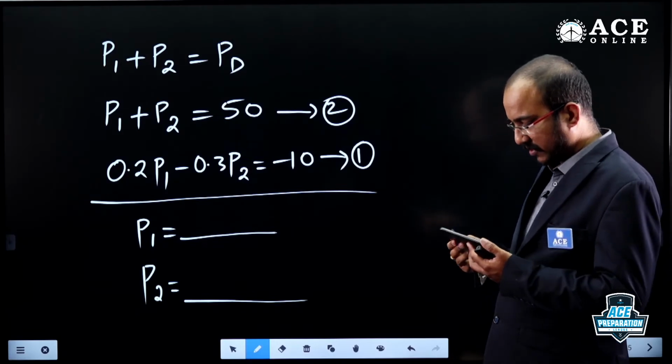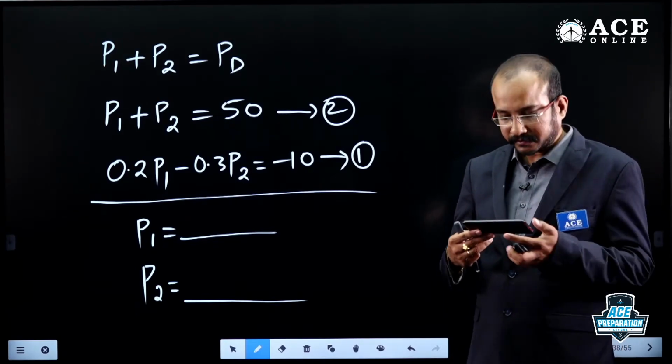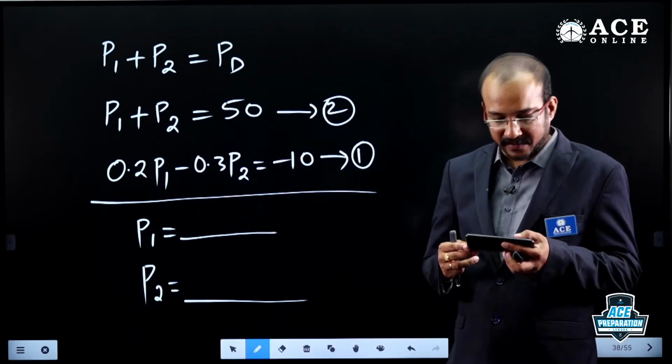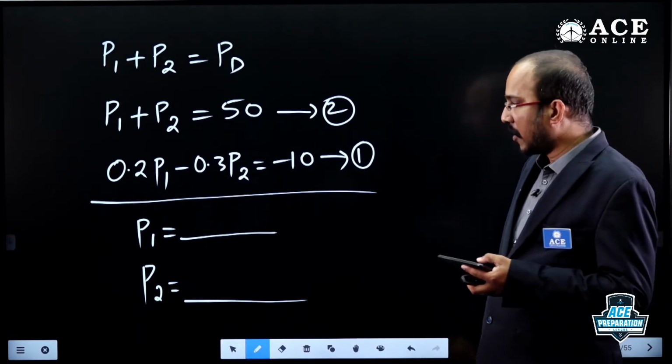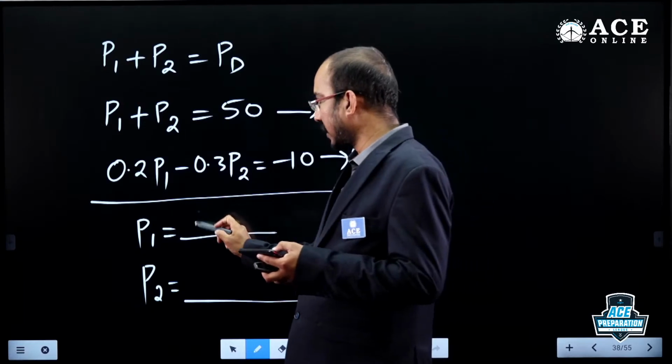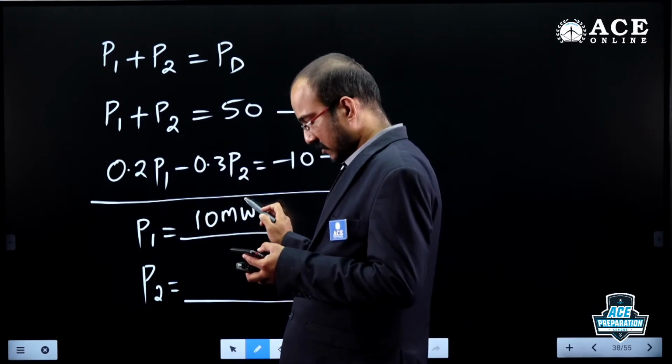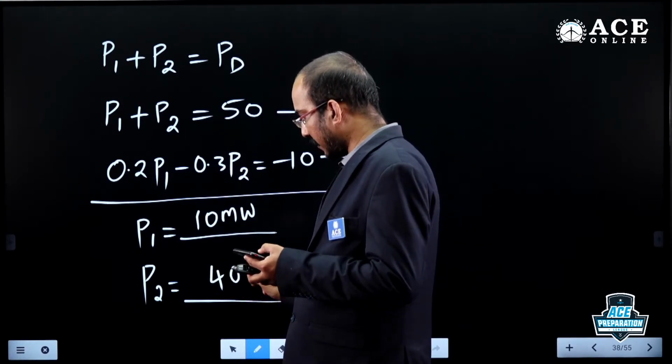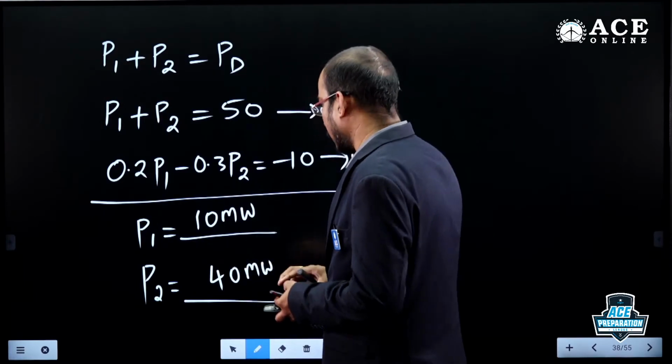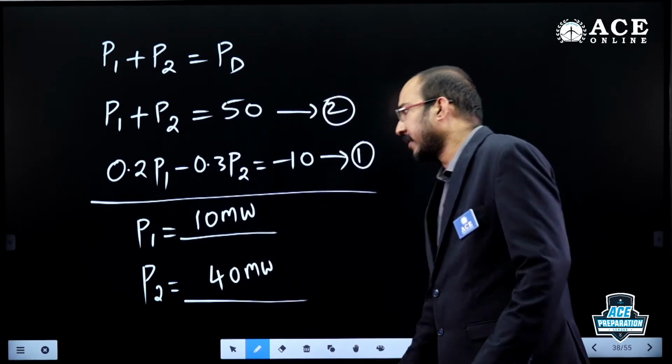Anyone done with it? What is the value of P1 and P2? P1 you will be getting as 10 megawatt. Yes. P2 you will be getting as 40 megawatt. So P1 is 10 megawatt, P2 is 40 megawatt.